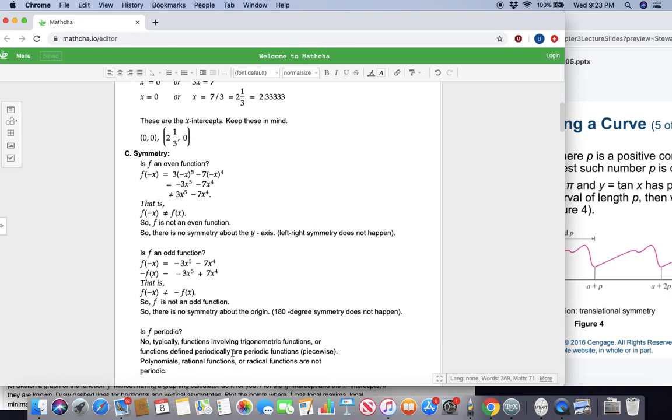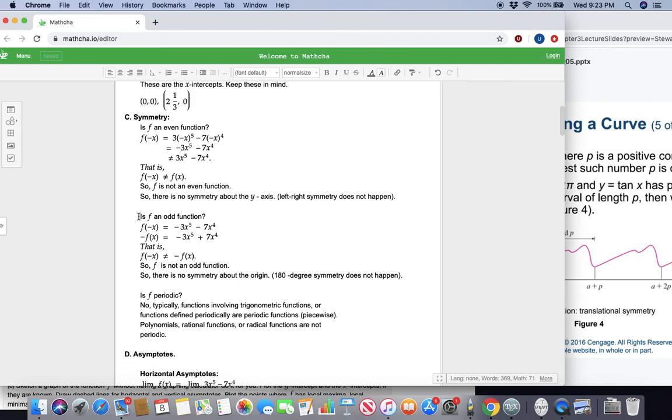If it is not an even function, there is no symmetry about the y-axis. Even functions have a left-right symmetry. So as my function is not even, the left-right symmetry does not happen. Next question. Is f an odd function? In other words, you want to check whether f(-x) is the same as negative of f(x).